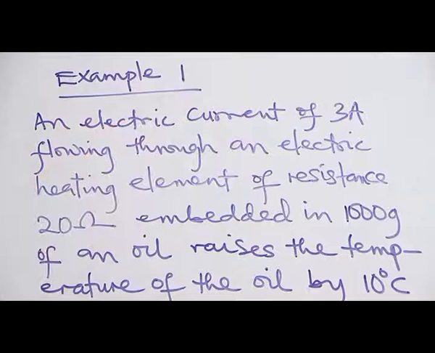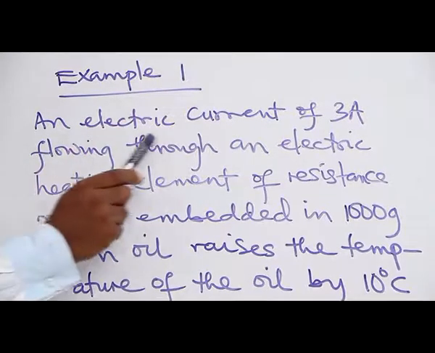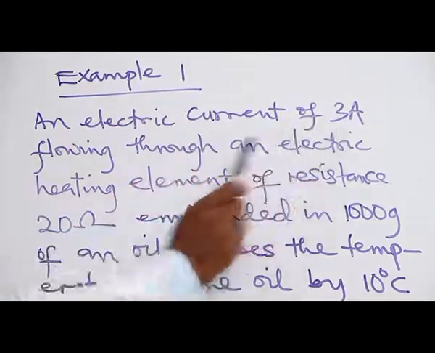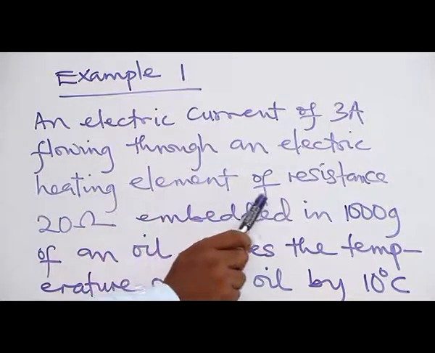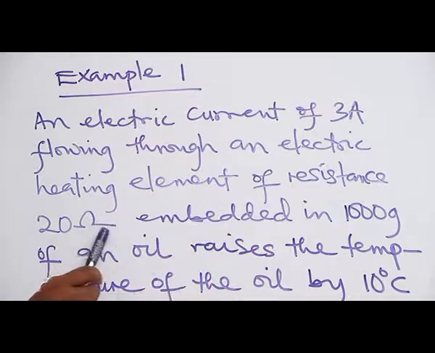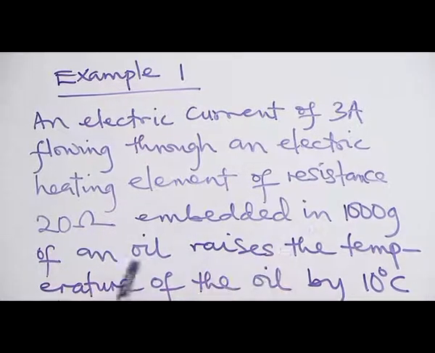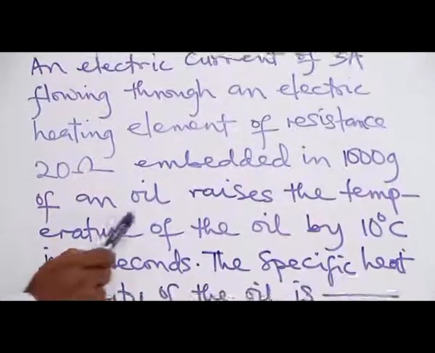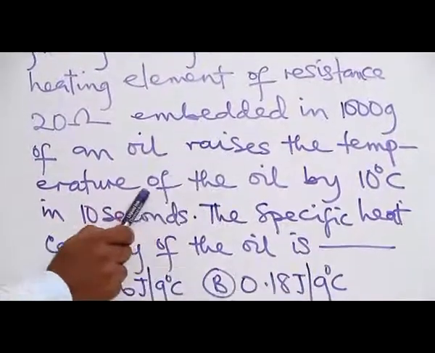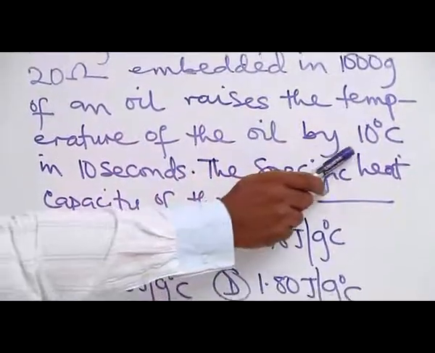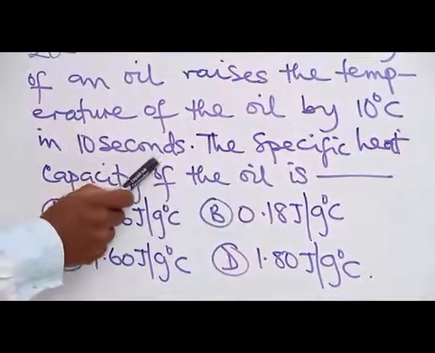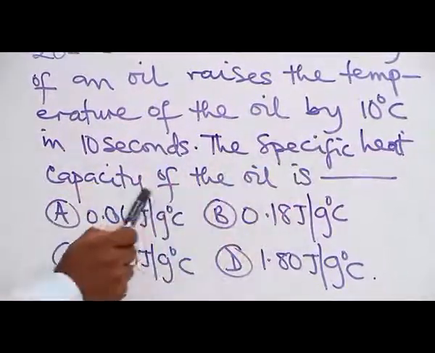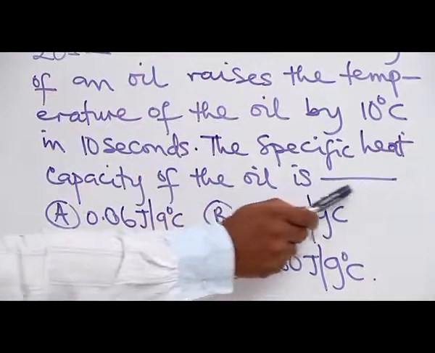Example 1. An electric current of 3 amperes flowing through an electric heating element of resistance 20 ohms embedded in 1000 grams of an oil raises the temperature of the oil by 10 degrees Celsius in 10 seconds. The specific heat capacity of the oil is dash.